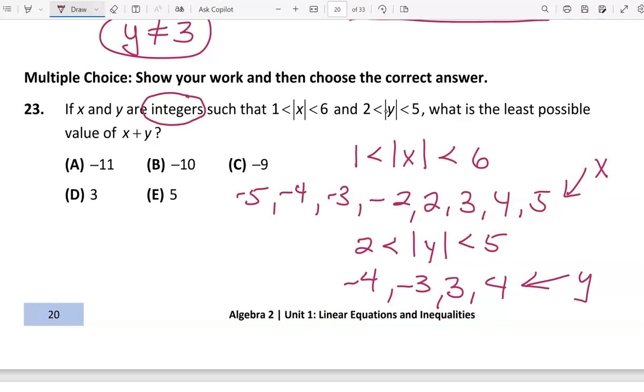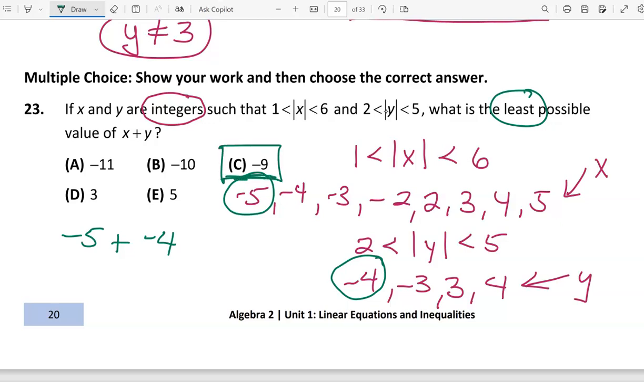We are looking for the least possible value of x plus y. Well, which are the least value of x, negative 5, and the least value of y, negative 4? So the least, or the smallest, value of x plus y would be negative 5 plus negative 4, which would be negative 9. That is our answer to that one.